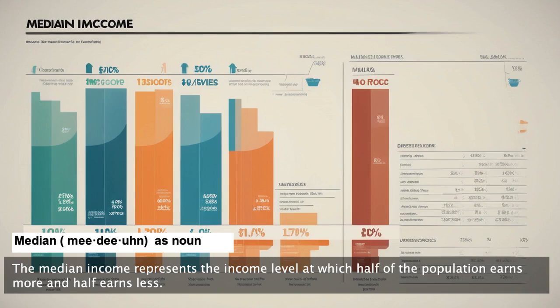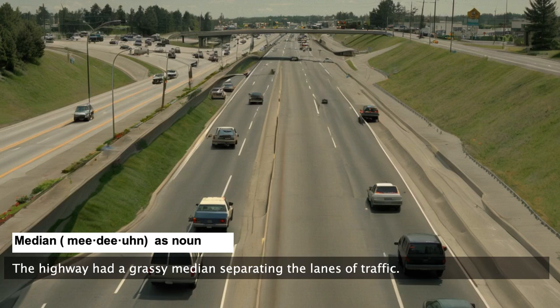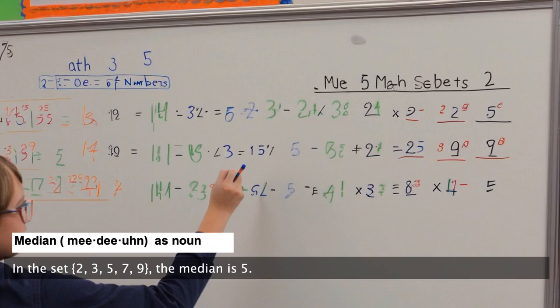The median income represents the income level at which half of the population earns more and half earns less. The highway had a grassy median separating the lanes of traffic. In the set 2, 3, 5, 7, 9, the median is 5.